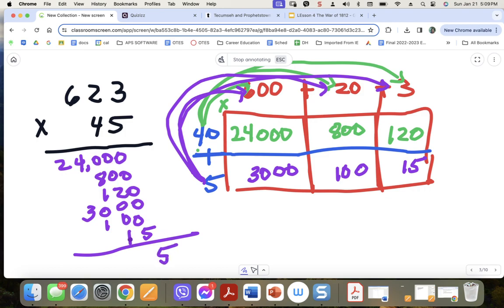So we have 5 right here, and 2 plus 1 is 3. 8 plus 1 plus 1 is 10. Then 4 plus 1 is 5, plus 3 is 8, and then bring down 2 because we don't have any numbers to add to the 2, okay? So now the final product is 28,035.